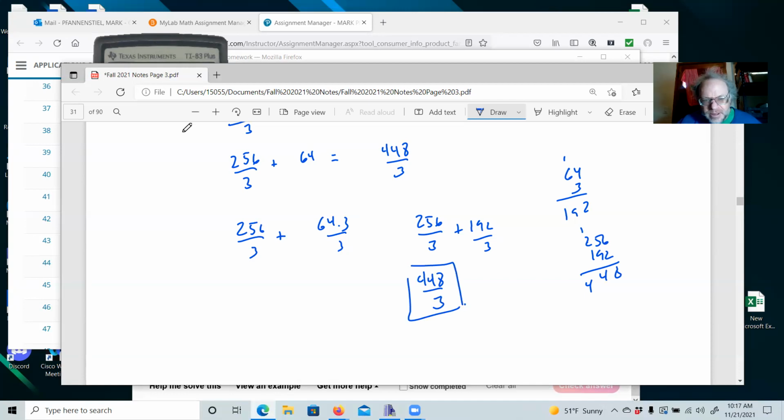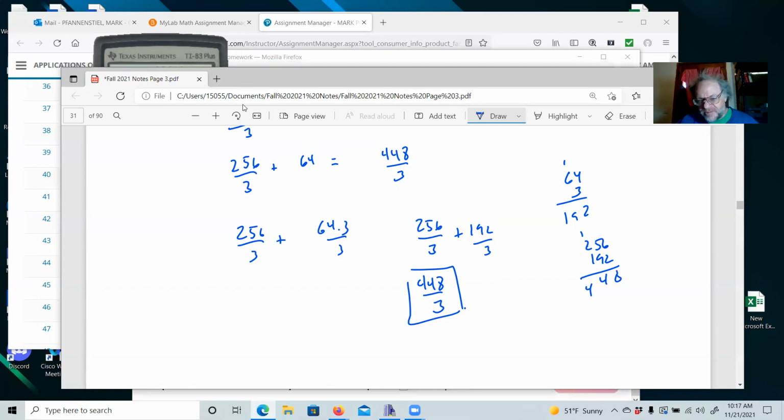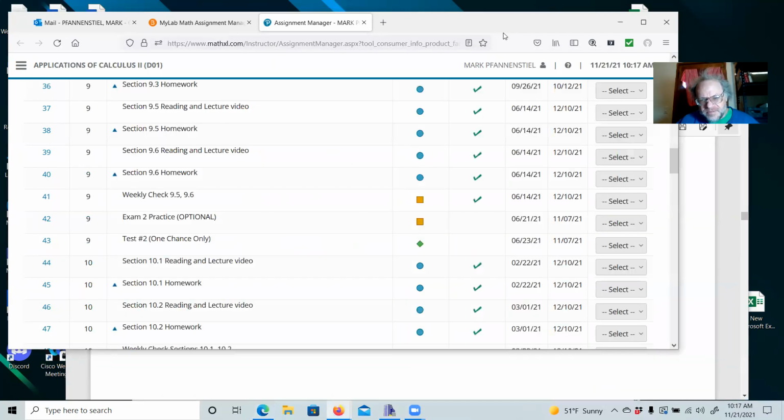Either way, if I came out wrong, I would trust the calculator. At least I would double check, did I type the things in right? All right, next.